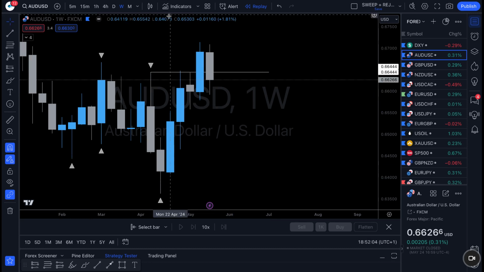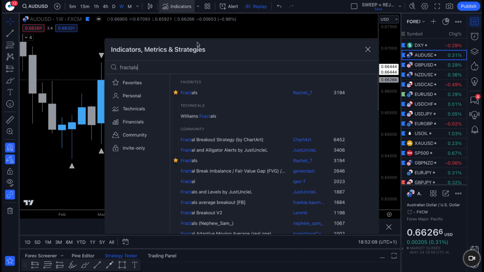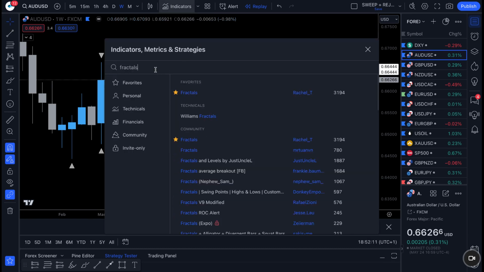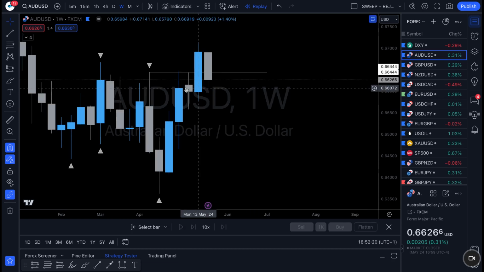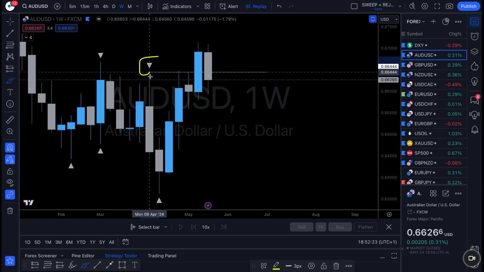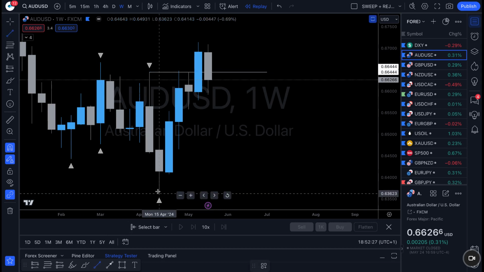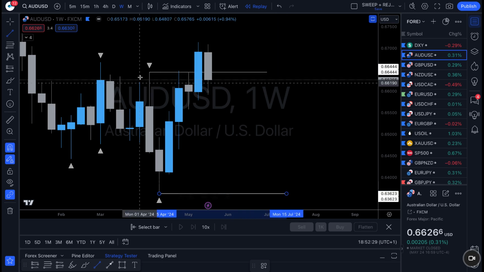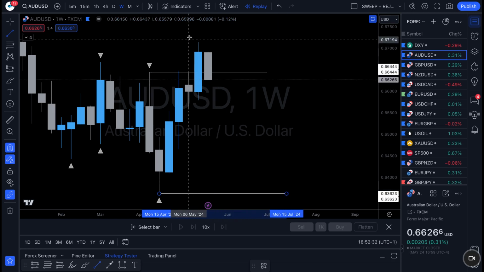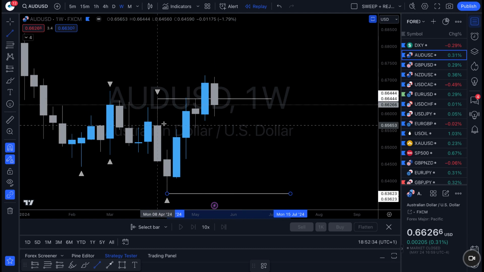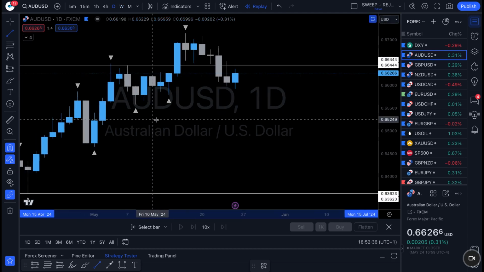What you can see here is we have our most recent fractal high. You can mark that on the chart if you head over to indicators at the top. If you type in fractals, it's this one here by Rachel_T. Add that to your chart. This is how you identify the key swing levels within the market. So you can identify your most recent swing high, and you can identify your most recent swing low. Okay, so now that we've identified our most recent swing high and low, these are our key levels.